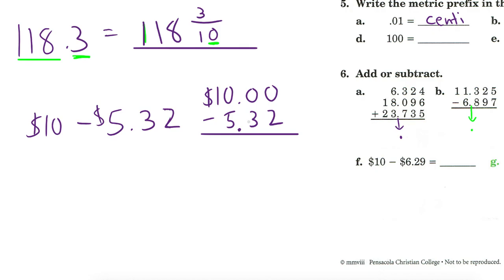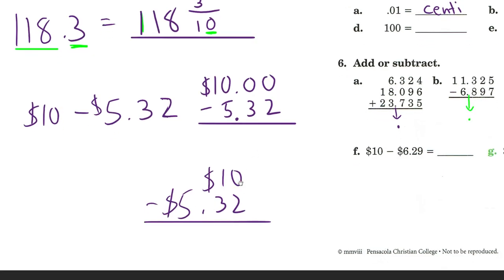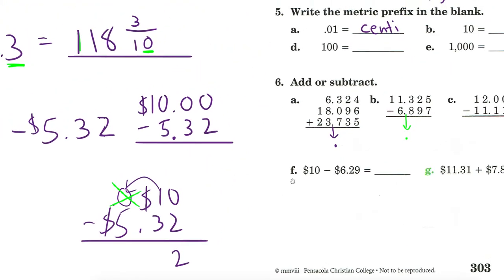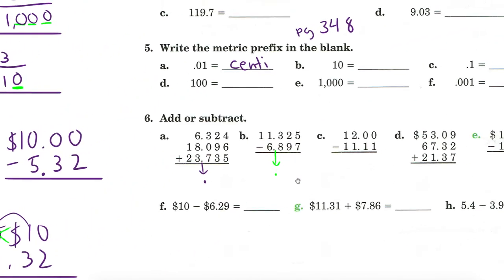All right. So just make sure you line it up correctly. Don't do it like this. This is not how you would subtract money. Even if I did subtract it like this, $10 minus $5.32, how am I supposed to do this? I can't borrow from here, right? That should send some red flags in your mind.